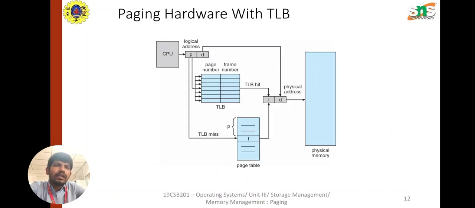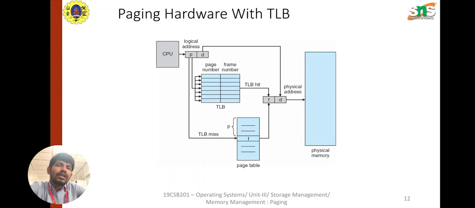Paging hardware with a TLB. We use a translation lookaside buffer along with the page table. We have the CPU and the physical memory. In between the CPU and physical memory, we use a TLB and a page table. First, the logical address is split and the page number is sent. The page number is looked up in the TLB.